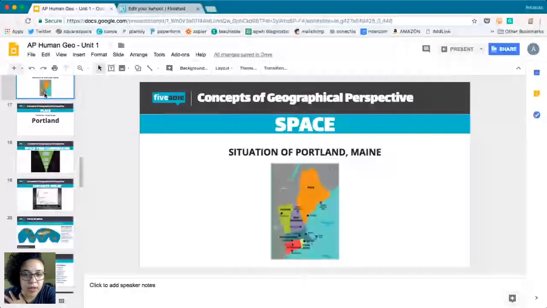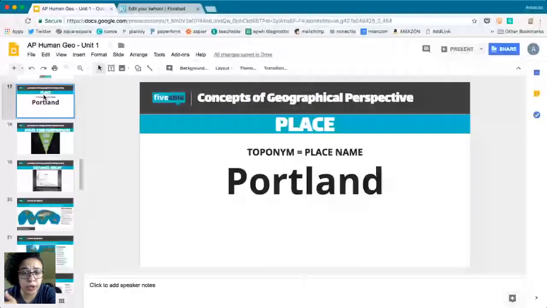Okay. So then you've got things like toponym. Toponym is just another word for the place name, right? So the place that I'm in is called Portland. So what's the toponym of where you live? It's like the name of the city, right? Type it in the chat. Type in the toponym of where you live.